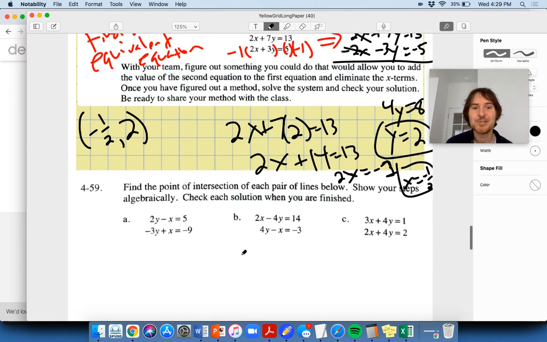So let's check this one out. Find the point of intersection for each pair of lines below. Show your steps algebraically. Check each solution when you're finished. Let's check it out. These are easy. Yes, easy. I'll get my daughter on time. This is fine here. Eliminate.